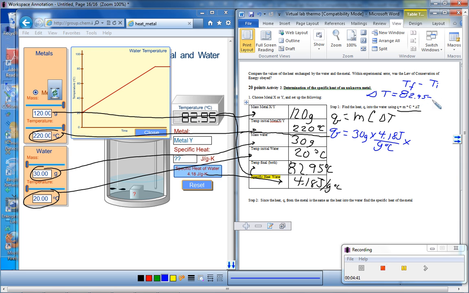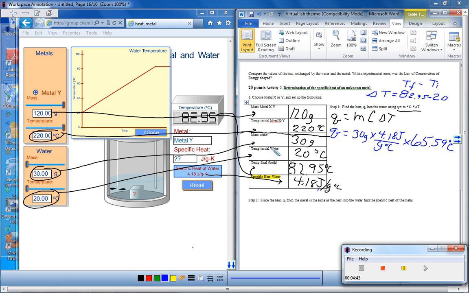82.95 minus my initial, which was 20 degrees. So we have the temperature, the delta T, 65.59, which ends up being a Q of 8224.9 joules, and again we're limited by this 4.18, 3 significant digits, so the 3 significant digits would be 8, 2, and 2.